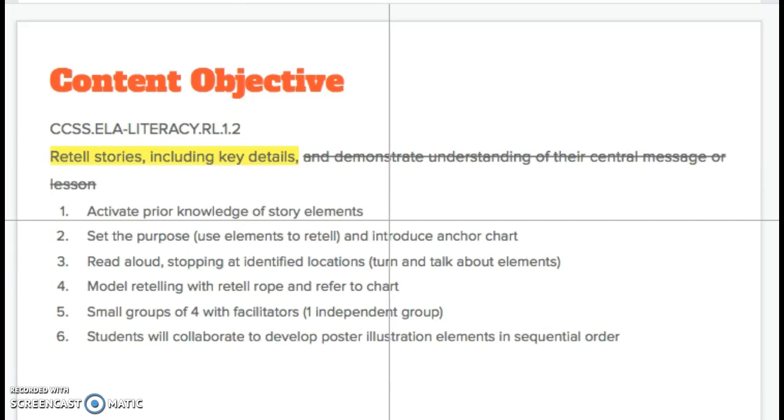The students will work in groups of 4, and there will be facilitators during that time. The teacher, the special education teacher, the ESL teacher, as well as another teacher assistant will be in the classroom. And there will be one independent group, students who have already demonstrated success with lessons similar to this one. And during their work time, the students are going to collaborate to develop a poster, including illustrations and writing, that show the sequential order of the story retell.